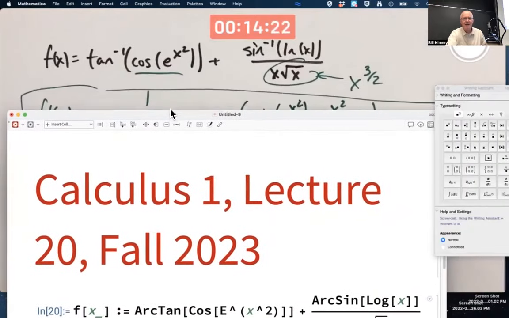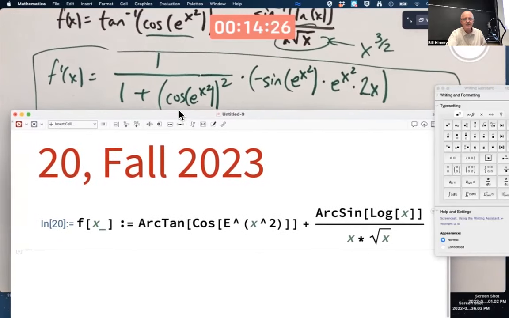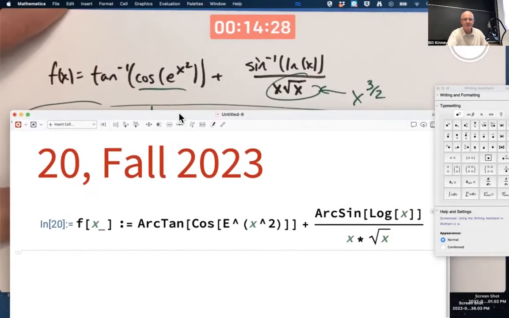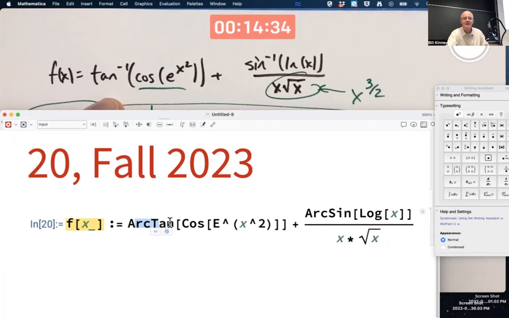Here I'm going to enter it in Mathematica and double check it. Notice that inverse tangent is arctangent. Inverse sine is arcsine in Mathematica. You've got to do that with the capital A and capital T here and the capital S here. There's a cosine with capital C.